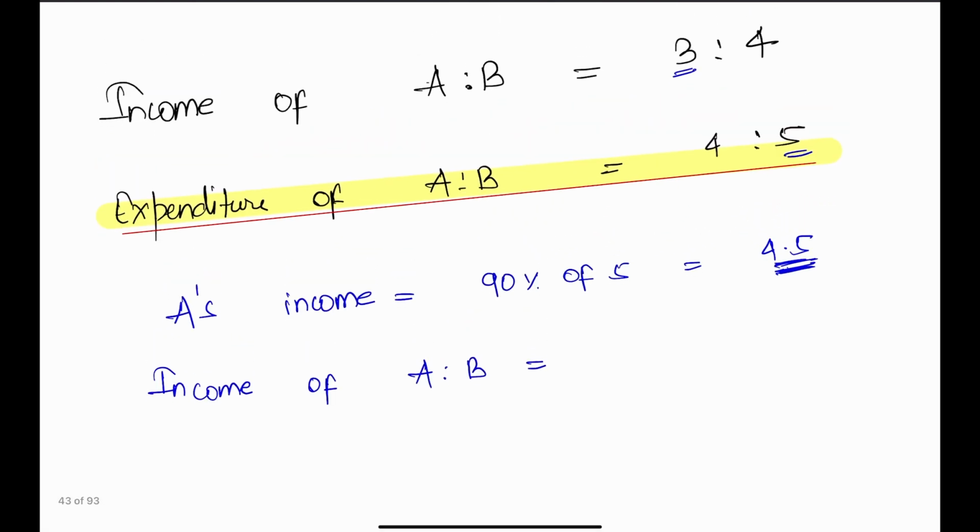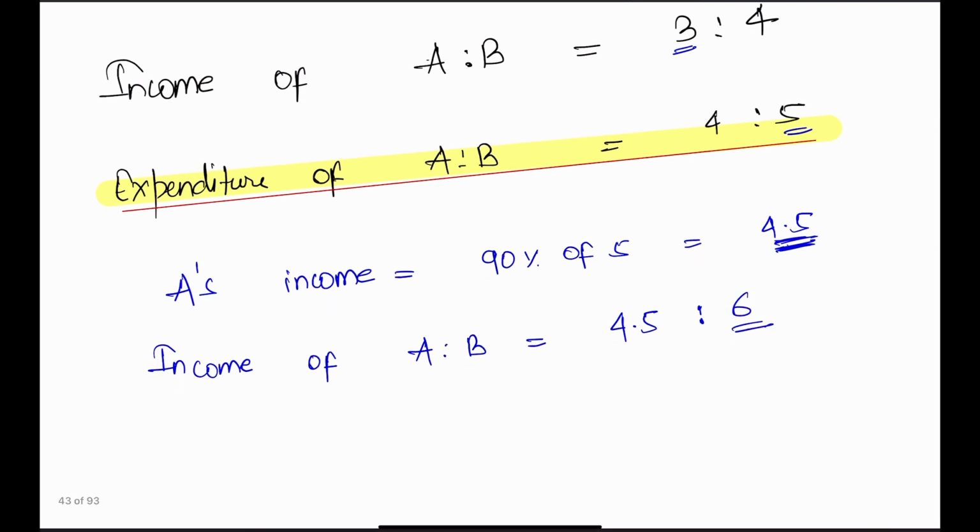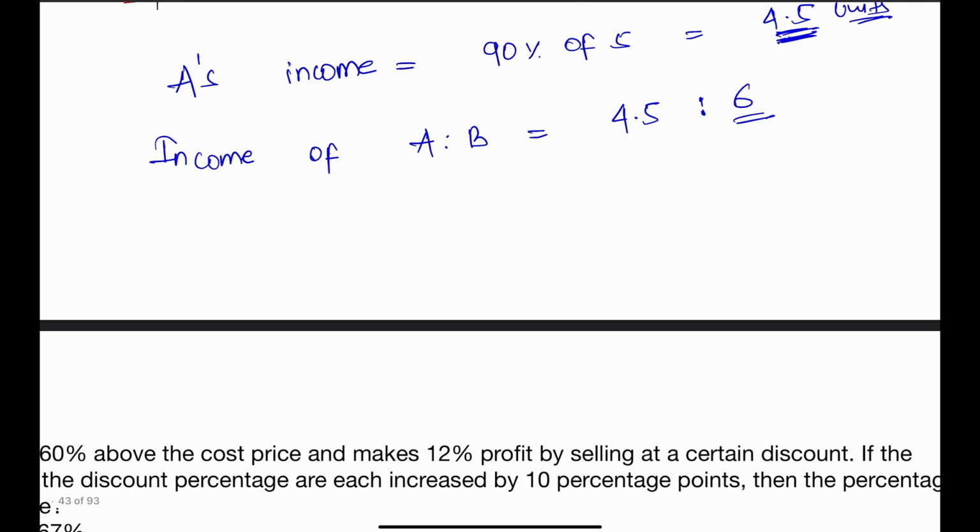so if I want my A in this ratio as 4.5, then how much will my B be? My B will be nothing but 4 by 3 into 4.5, which is, if we do this, 1.5, so it will become 6. That's all. So now my income and expenditure are in the same unit, or you can say 4.5 units.